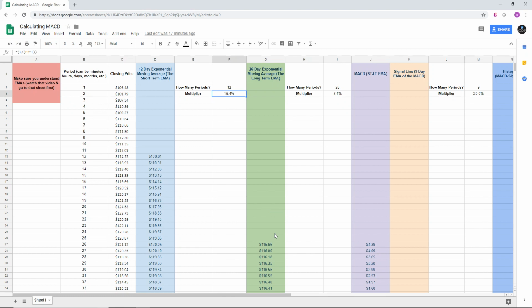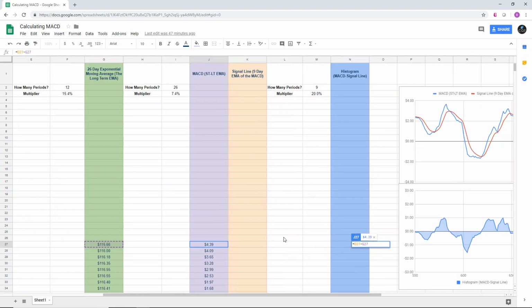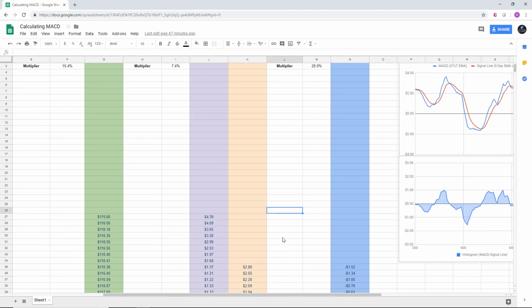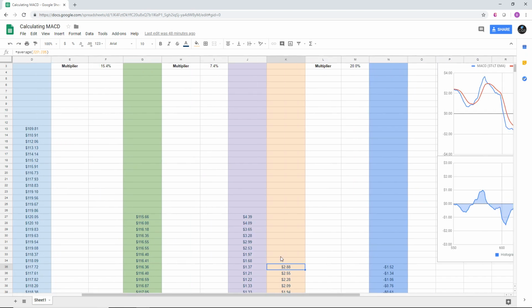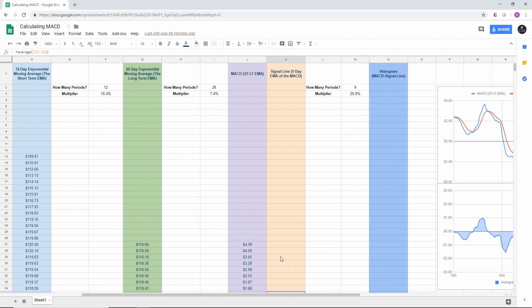And then in column G, exact same methodology, except 26 days. So the MACD is simply the short minus the long. Pretty easy, right guys? And the signal line is the 9-day EMA of the MACD. What's actually interesting, kind of a drawback, is that you cannot produce a true MACD chart with a signal line until 35 days, because you need 26 days for the long-term EMA, and then you need another 9 days to produce the signal line.